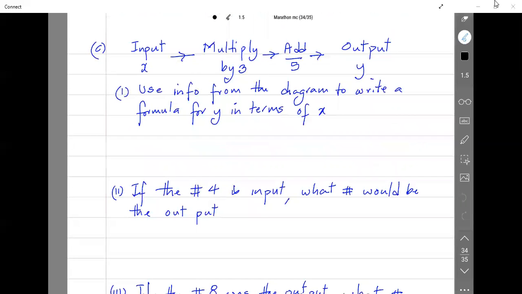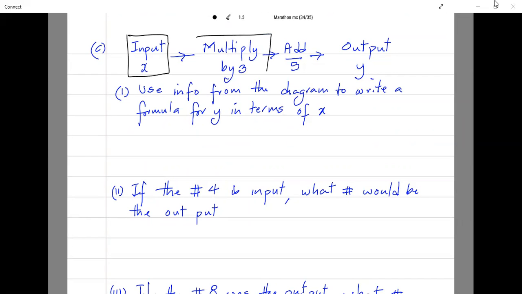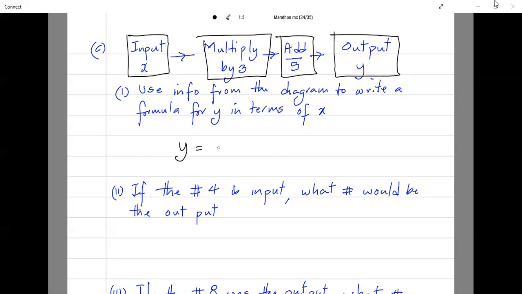C says, John drew the diagram below to show what he was thinking. All right, so we have input. The input is x. Then you multiply the input by 3. Then you add 5. And then the output at that point is y. All right, so use information from the diagram to write a formula for y in terms of x. So y, which is the output, is equal to the input x multiplied by 3. So that is 3x, and then we're going to add 5. So y is equal to 3x plus 5. So we take the input x, multiply it by 3, and then add 5, and we get y.